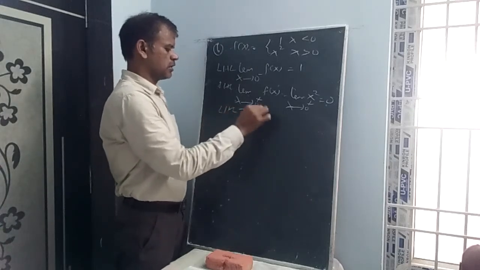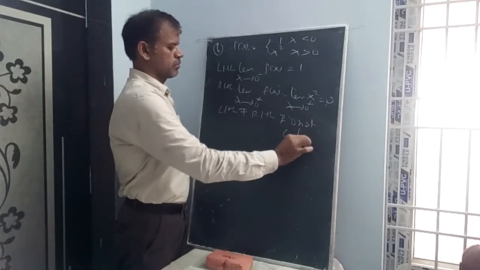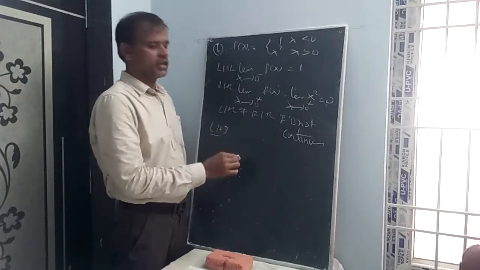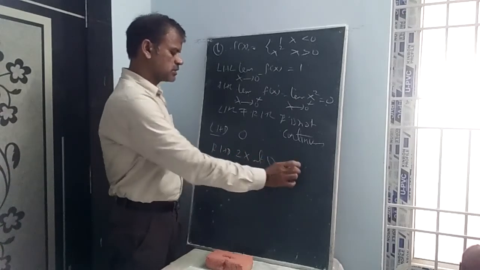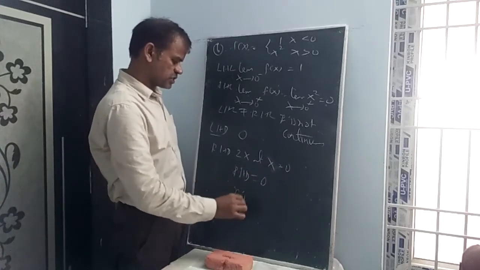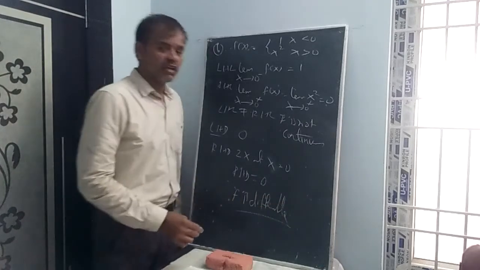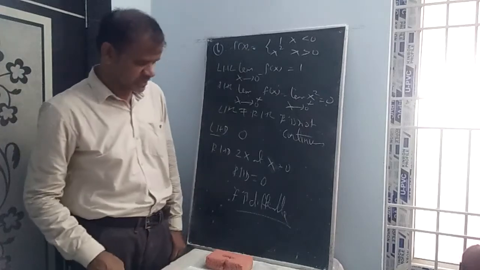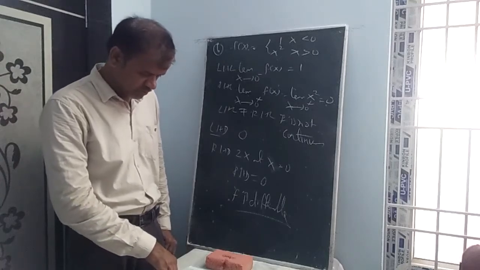So LHL is not equal to RHL, so f is not continuous. Now let us discuss LHD. LHD derivative is 0 and RHD, derivative 2x at x equal to 0, RHD equal to 0. So f is differentiable, we got like this, but it is wrong. Whenever the function is not continuous, it is never differentiable. We should not get such a value, so this question may be wrong. So simply, it is not continuous, put the fourth option. Of course, he gave the fourth option.